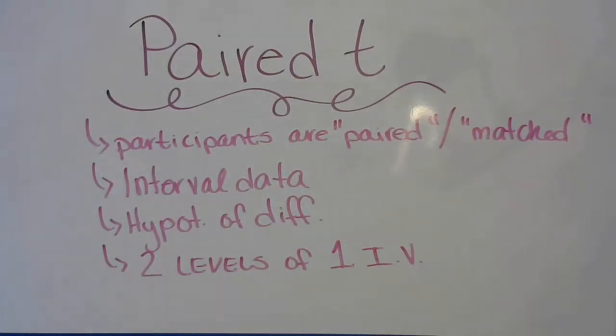Hello. So today we are going to be talking about a paired T. A paired T is different than an independent T because your participants are paired or matched and are used for both conditions. Paired T also uses interval data and tests the hypothesis of difference. You will see that a paired T has two levels of one independent variable.